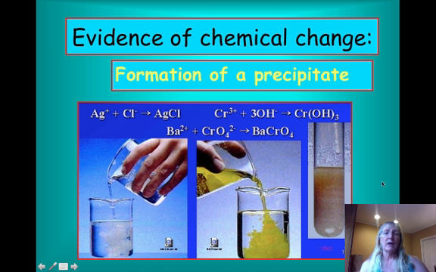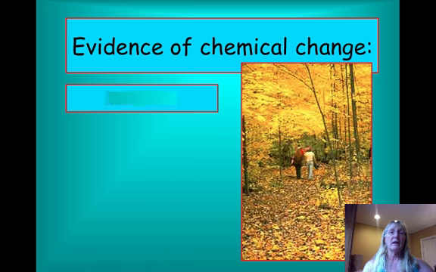And it's opaque, you can't see through it. If you were to spin it in a centrifuge, the solid would fall to the bottom of the test tube. That absolutely, 100% of the time, when you see the formation of a precipitate, that's absolutely evidence that a chemical change has taken place.